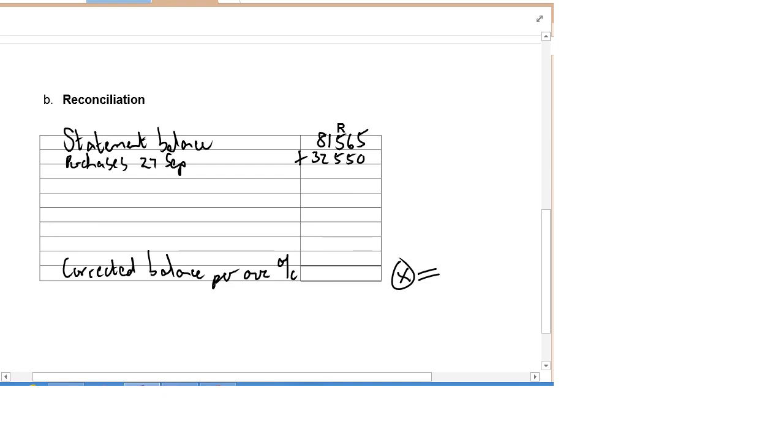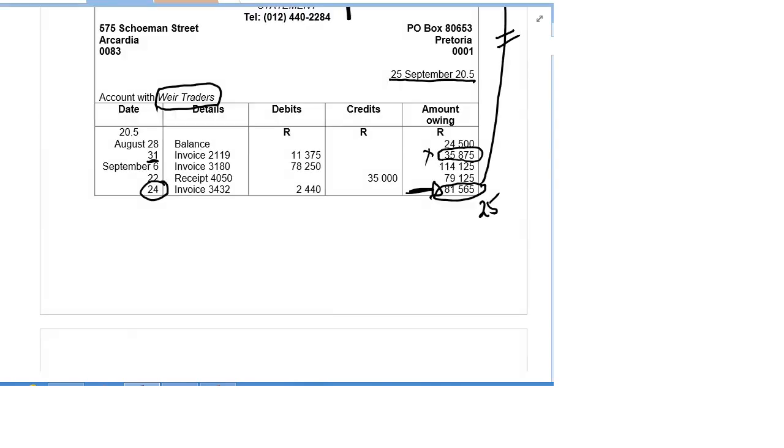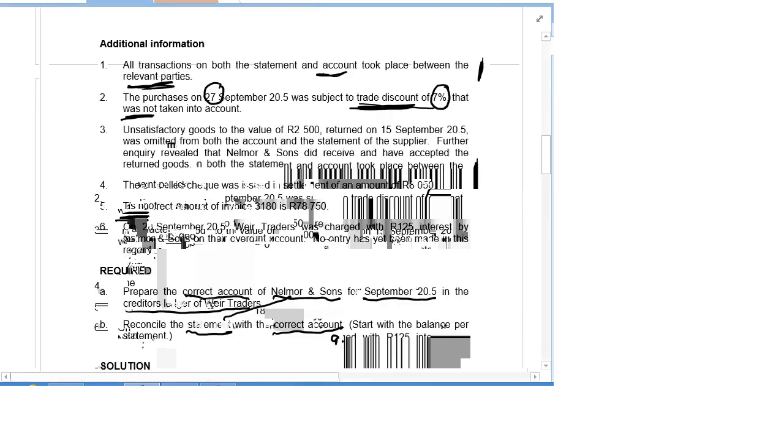It's not recorded on his statement. We're adding it to what we owe because his statement was only done up until the 25th of September. So now we go back and look at the next bit of information, item number 3.